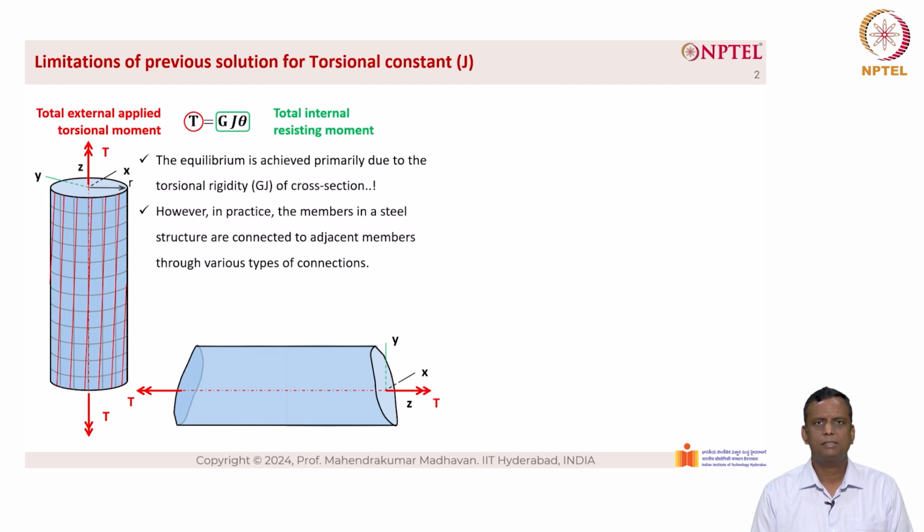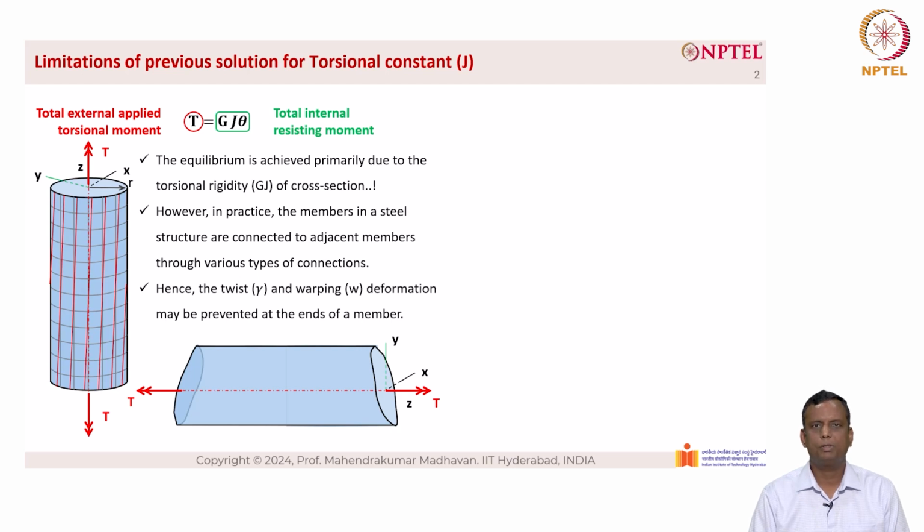However, in practice, the members in a steel structure are connected to adjacent members through various types of connections. Hence, the twist and warping deformation may be prevented at the ends of the member. Here, let us look at how warping is prevented in practice.